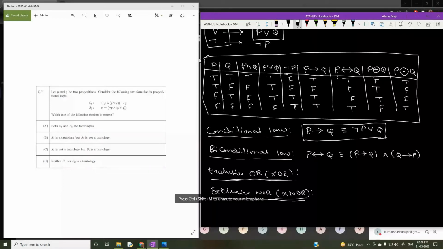You just have to remember the concept of these symbols or operators and what outputs you get corresponding to these 4 sets of inputs.